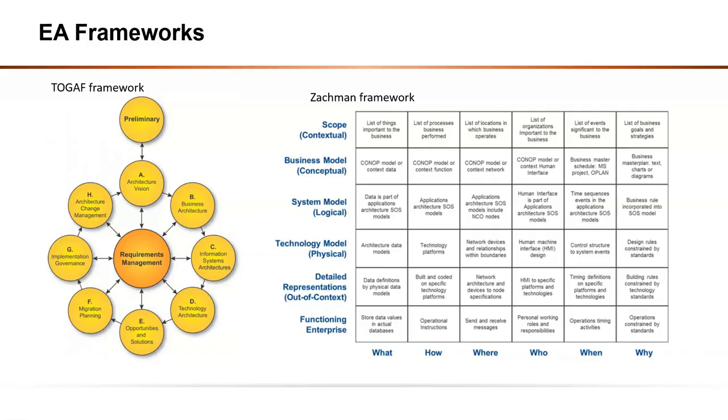They can start with a vision and business architecture, and then information system architecture, and then technology architecture. And in the case of Zachman, you can see the scope, business model, logical and physical. So they can even ask these questions of what, how, where, who, when, why. But if someone is passionate to pursue an enterprise architecture career, they need to have at least one of these frameworks mastered properly.